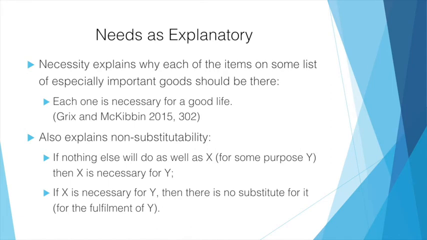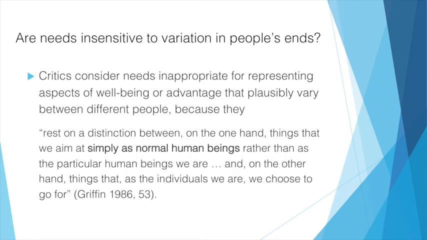I now turn to Sen's third criticism of need. James Griffin puts the supposed drawback of needs well. Needs theories, he writes, rest on a distinction between, on the one hand, things that we aim at simply as normal human beings, rather than as the particular human beings we are, and, on the other hand, things that, as the individuals we are, we choose to go for. For this reason, needs might seem inappropriate for representing aspects of well-being or advantage that plausibly vary between different people.